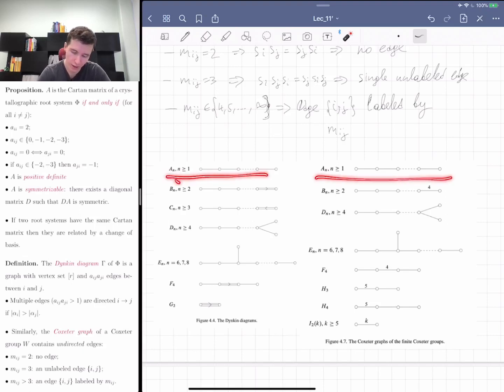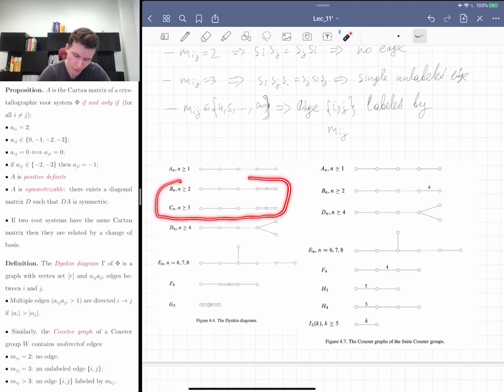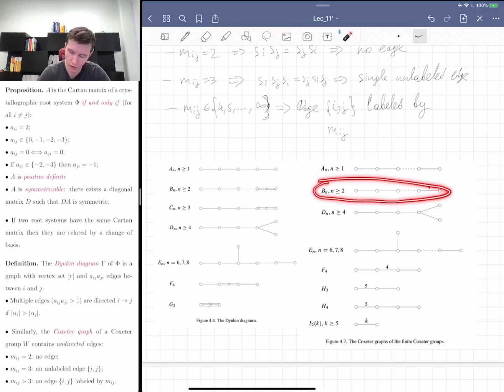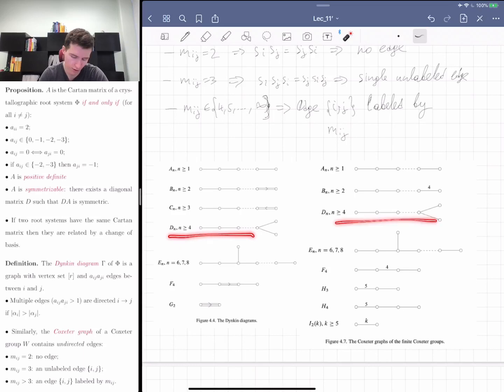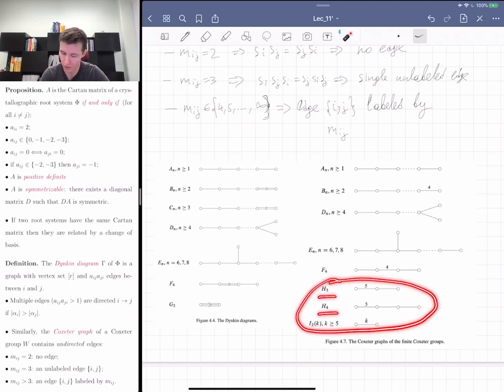So you can see that the classifications are very similar. A_N corresponds to A_N. Now one difference is that B_N and C_N are only going to have different lengths of the roots, which corresponds to changing these arrows. And both of them are going to correspond to the Coxeter graph where you just have an edge labeled 4. It's undirected. And then type D corresponds to type D. It's the same. It's kind of crazy that these two classifications are so similar. E_N corresponds to E_N.